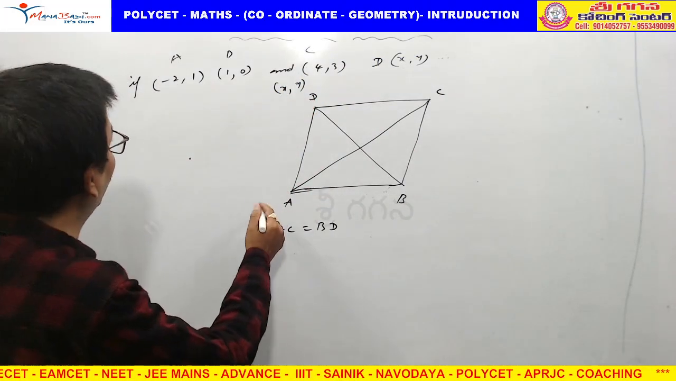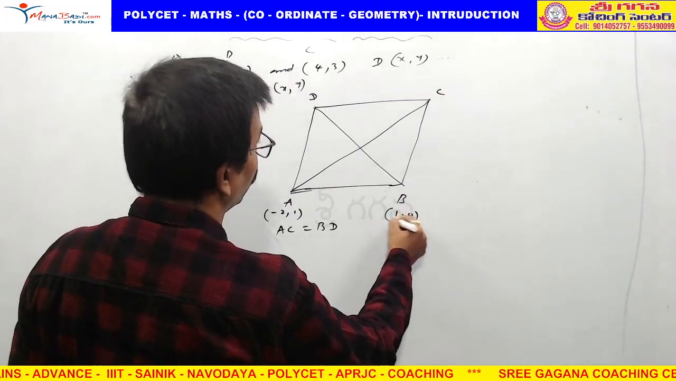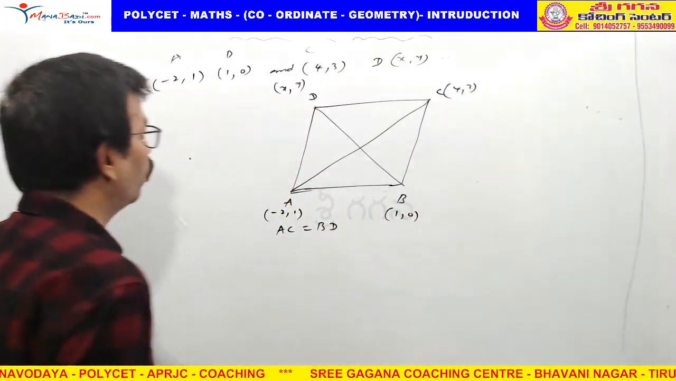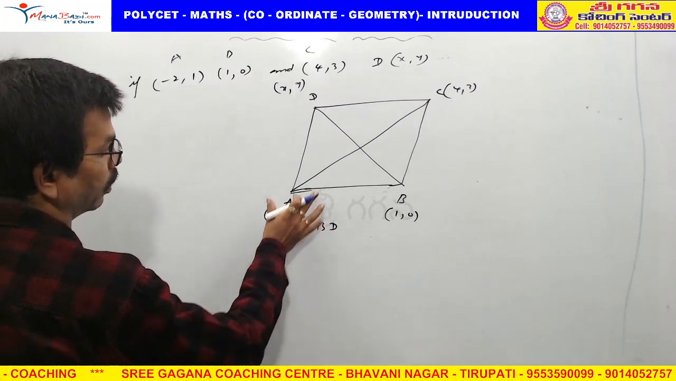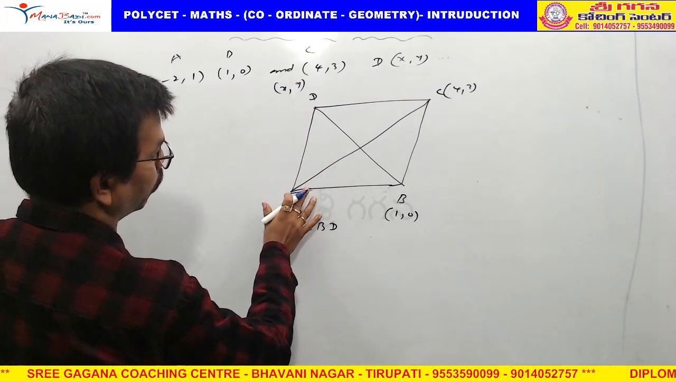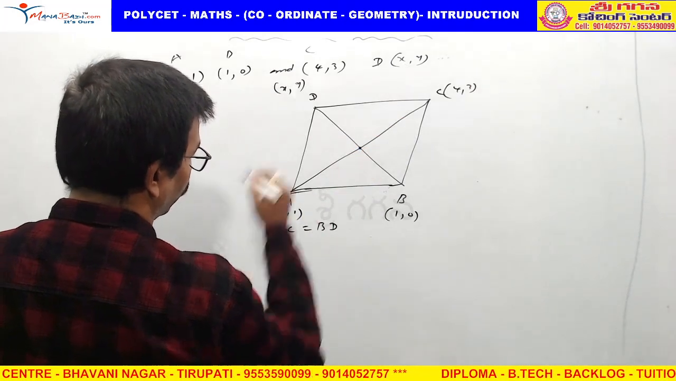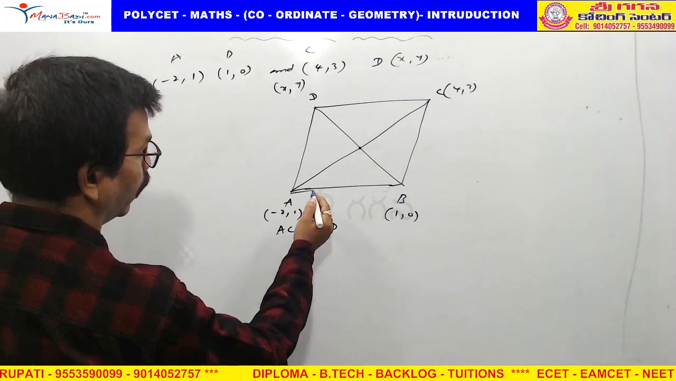So if you take A (-2, 1), B (1, 0) and C (4, 3) and D we don't know, how to find that value now. So the midpoints of AC and BD are equal because diagonals bisect each other here. That's why you are taking this as the intersecting point. Okay. Now if you take the midpoint of AC, midpoint of BD, if you find, then you will get the answer.